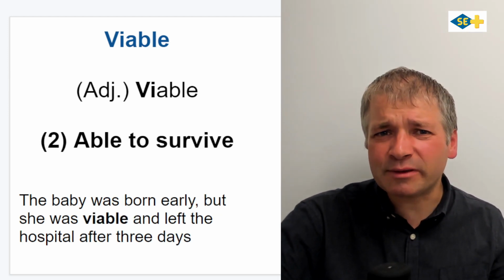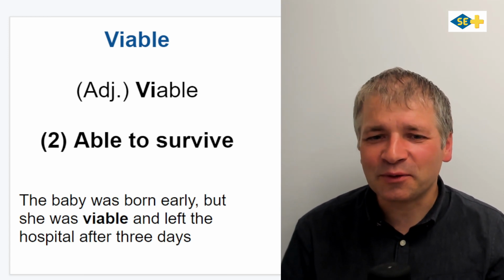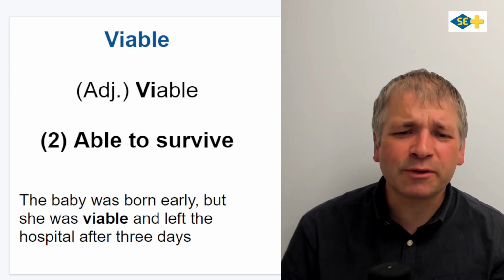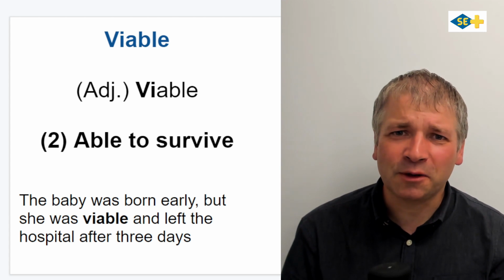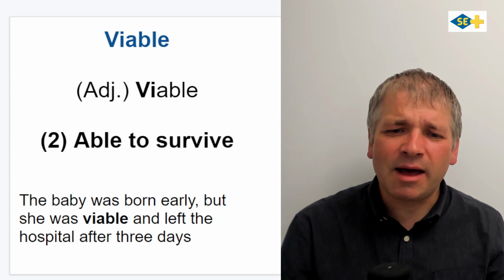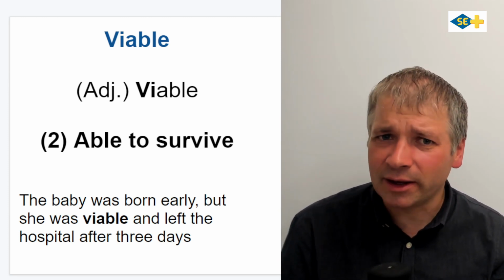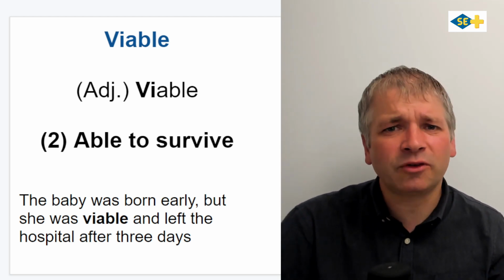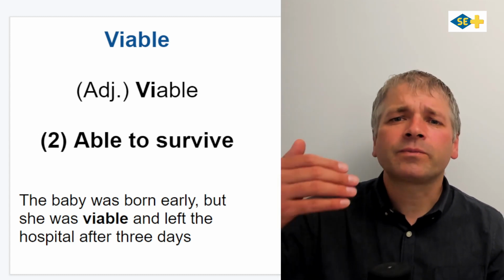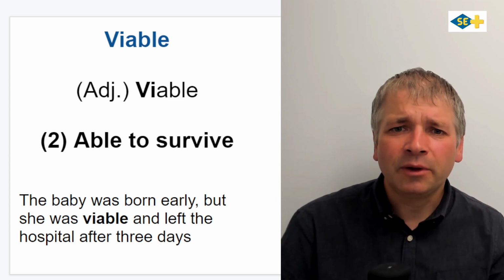But there's another similar meaning, which means able to survive. For example, the baby was born early, but she was viable and left the hospital after 3 days. So viable here means able to survive. The baby was able to survive. It had been born early, but still able to survive. So we use it with babies, we use it with animals, we use it with any living creature. If something is viable, it's able to survive.